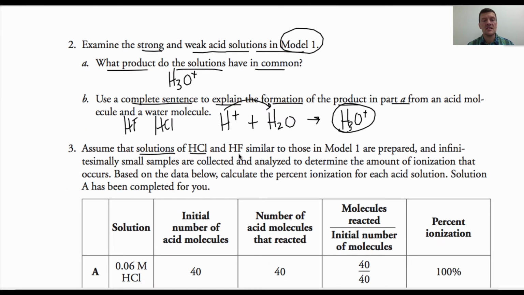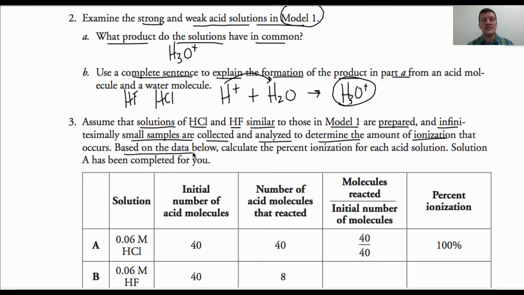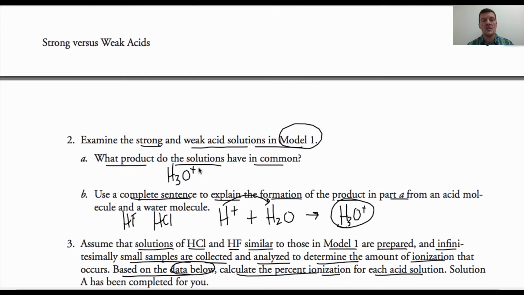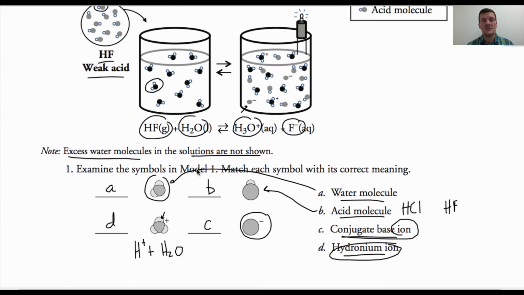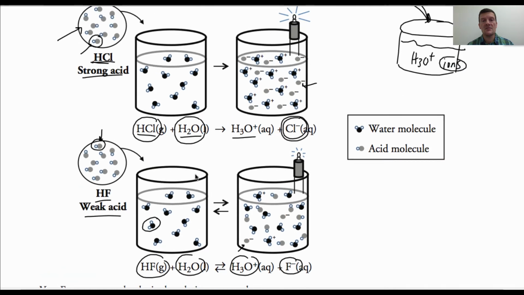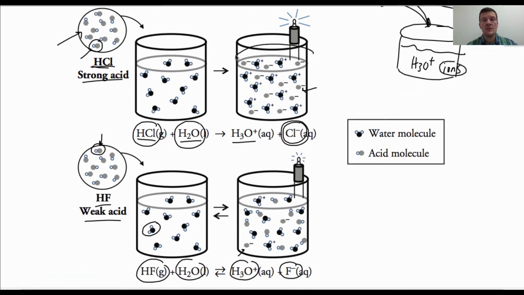Assume that solutions of HCl and HF, that they're similar to those in Model 1, that they're prepared, and infinitesimally small samples are collected and analyzed to determine the amount of ionization that occurs. Based on the data below, calculate the percent ionization for each acid solution. Solution A has been completed for you. Well, before we get there, let me just point something out to you. You may have noticed this, you may not have noticed this, but if we look at this solution here as compared to this one, look how many more ions. Lots of ions.